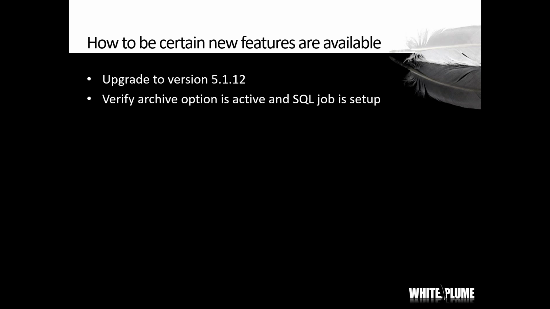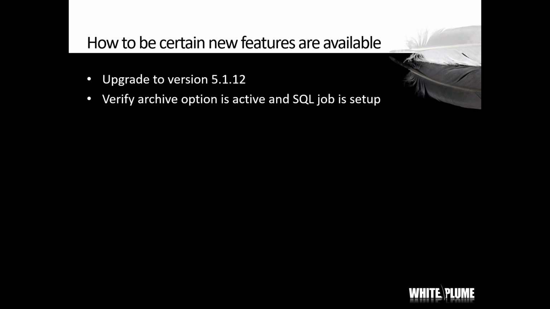All right. So let's start with what you need to have completed in order to start using the features. You must be upgraded to version 5.1.12. During that setup, the archive option should activate immediately, but this must be on. Also, there is a SQL job that must be set up for this to process correctly. So for those clients using SQL Express, we do ask for you to get with White Plume support team and make sure that they verify that this SQL job is set up and running.